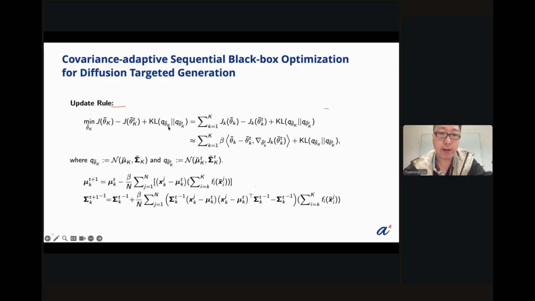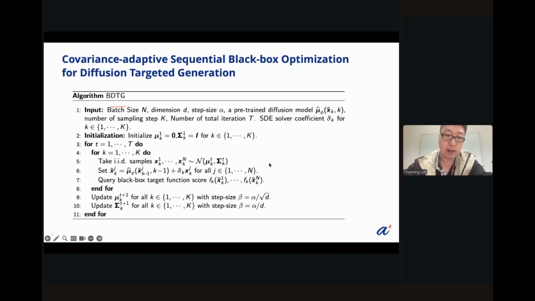Similarly, we add a KL divergence regularization. We can derive the update for the mu term and covariance term, and use them to take the sampling in the loop. Here is the algorithm. At each inference step, we take samples from the Gaussian distribution, query the black box target score for these batch samples, and loop this procedure, updating the mu and covariance terms.